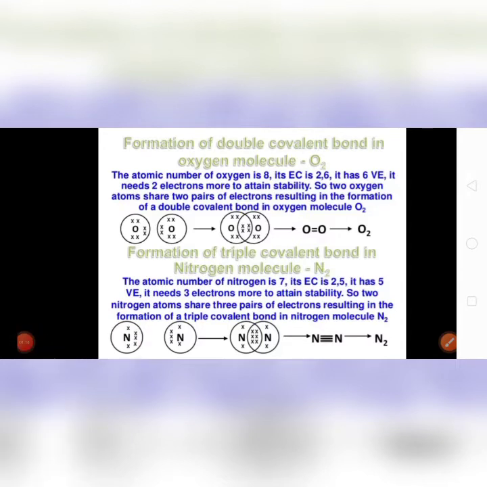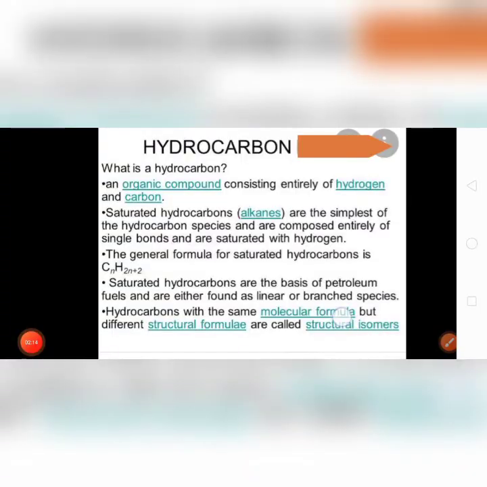Okay. Similarly, in the case of the nitrogen molecule, there are only 5 valence electrons in its valence shell. So there is a need for 3 more electrons to attain stability, meaning to complete its octet. To attain the stability, these two nitrogen atoms share 3 pairs of electrons, which results in the formation of N triple bond N, which is your N2 molecule. Through these examples, we came to know that a covalent bond is nothing but a mutual sharing of electrons.